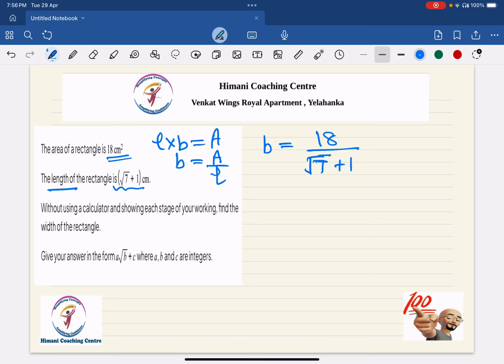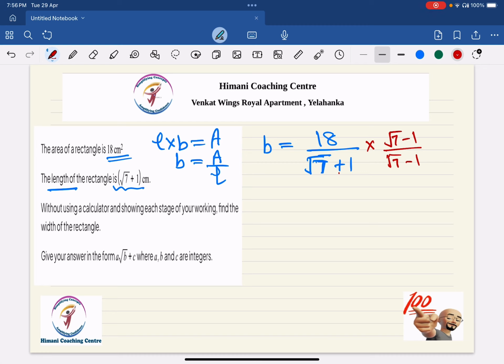Okay. Now again, we will use rationalizing. There is a plus sign in between, so what will we do? We multiply numerator and denominator with root 7 minus 1. This is called a conjugate pair. If there is a plus in between, we multiply with a minus sign. If it was minus, we would have multiplied with root 7 plus 1 up and down.